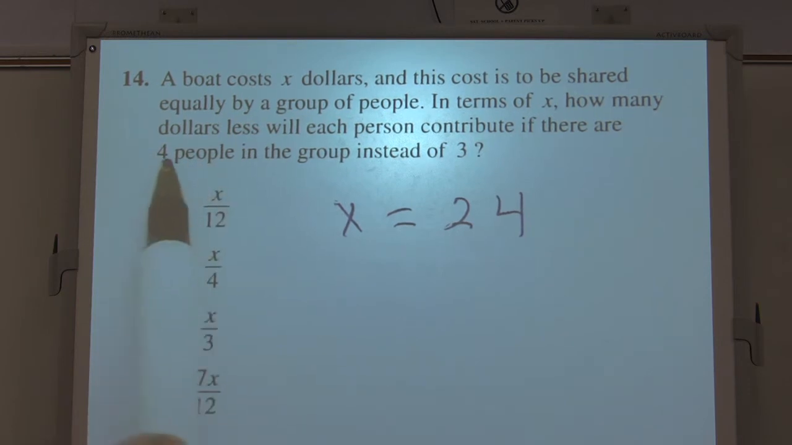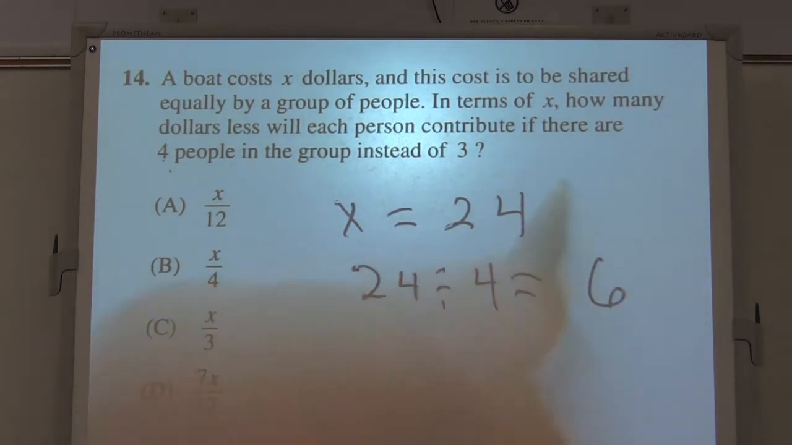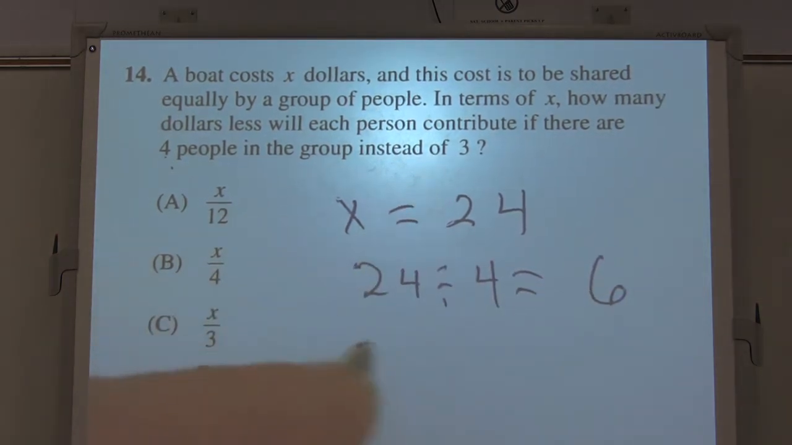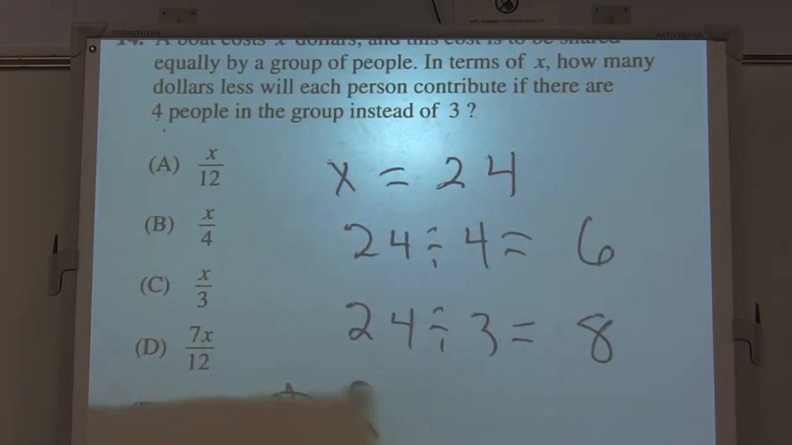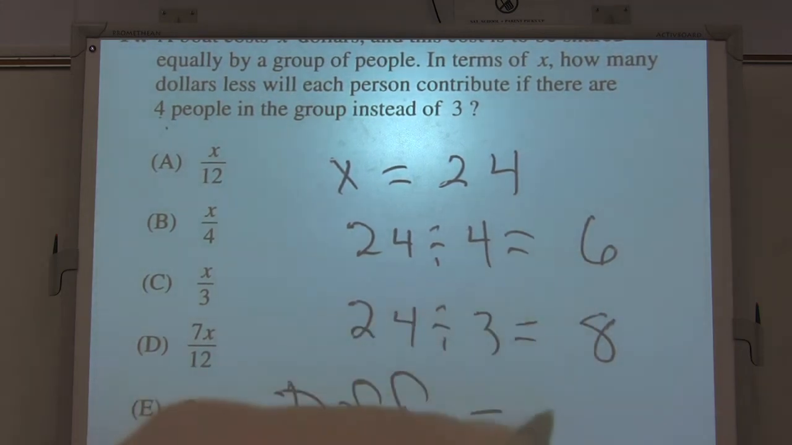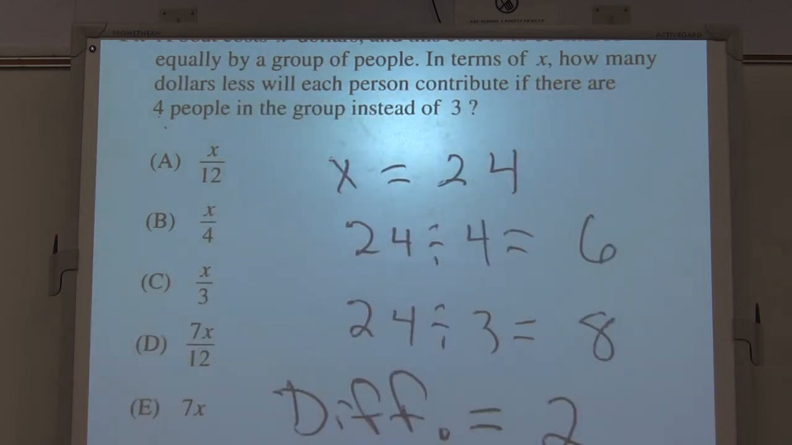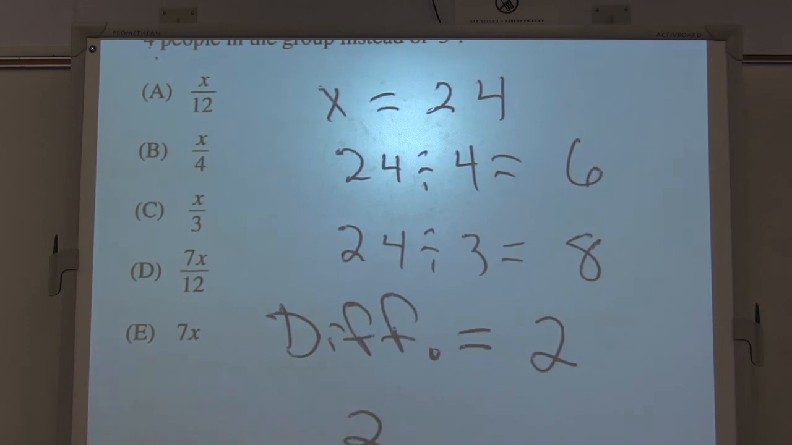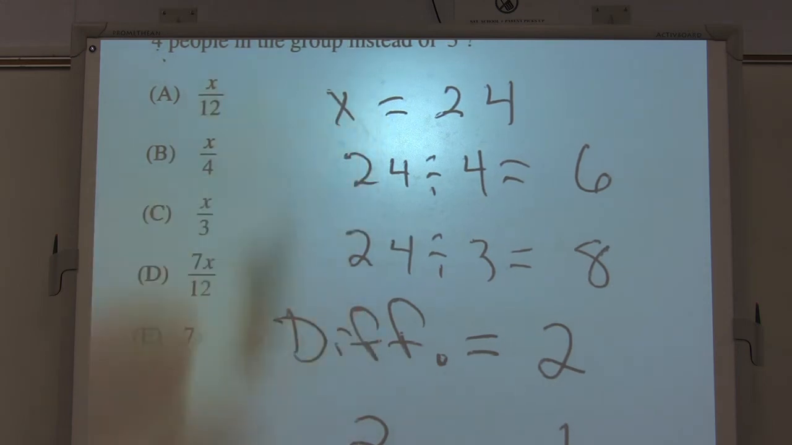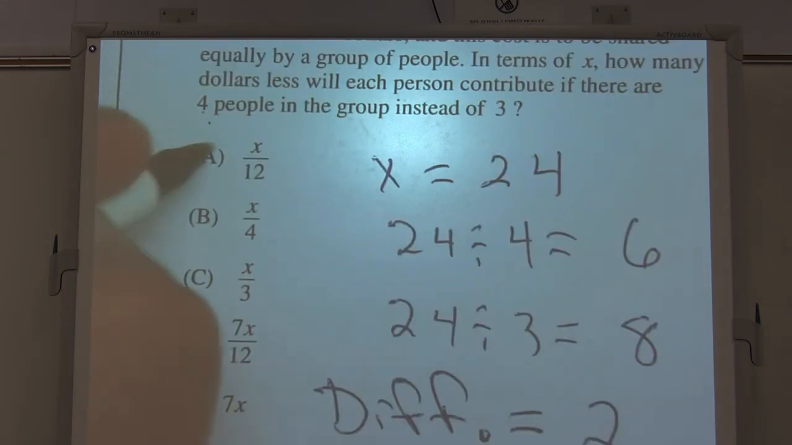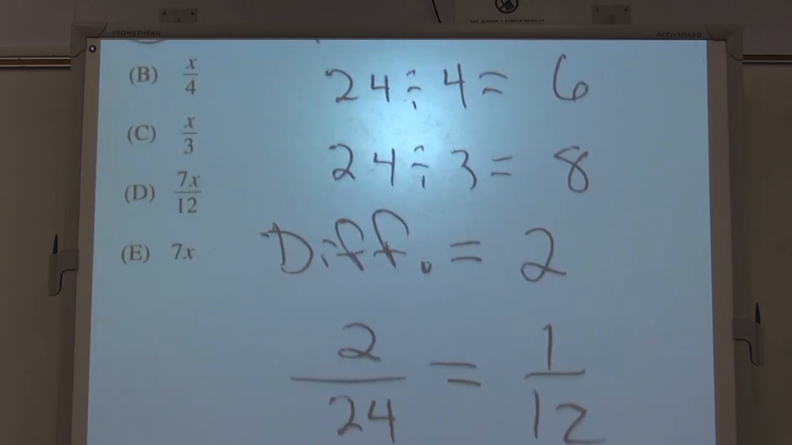So how much will each person pay if there's 4 people in the group? I'd go 24 divided by 4, and each guy's going to pay $6. How about 3 people in the group? That'd be 24 divided by 3, and each person would pay $8. So their difference, you guys, would be 8 minus 6, which is $2. So it says, in terms of X, how many dollars less will each person contribute? Well, that would be, in this case, 2 out of 24, which would be 1/12. Or since x was 24, it's going to be this guy right here, x over 12, choice A. Okay, simple. When you just plug in a number right there, and I plugged in 24.